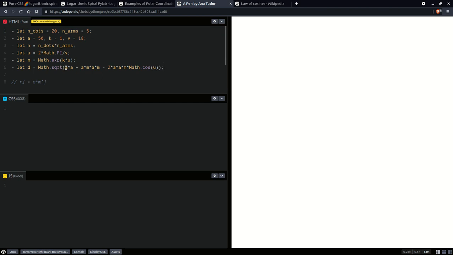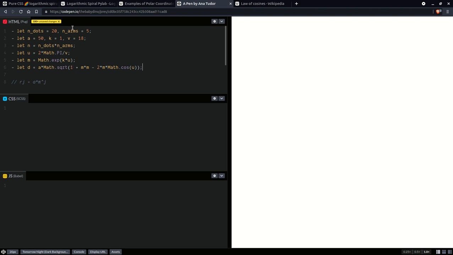So we can take out a times a, and outside of the square root is going to be just a, so we're left with 1 there, and just m times m there, and just 2 times m times the cosine there, right? Okay, so we know this is the distance between the first 2 radii, the first 2 dots, sorry.